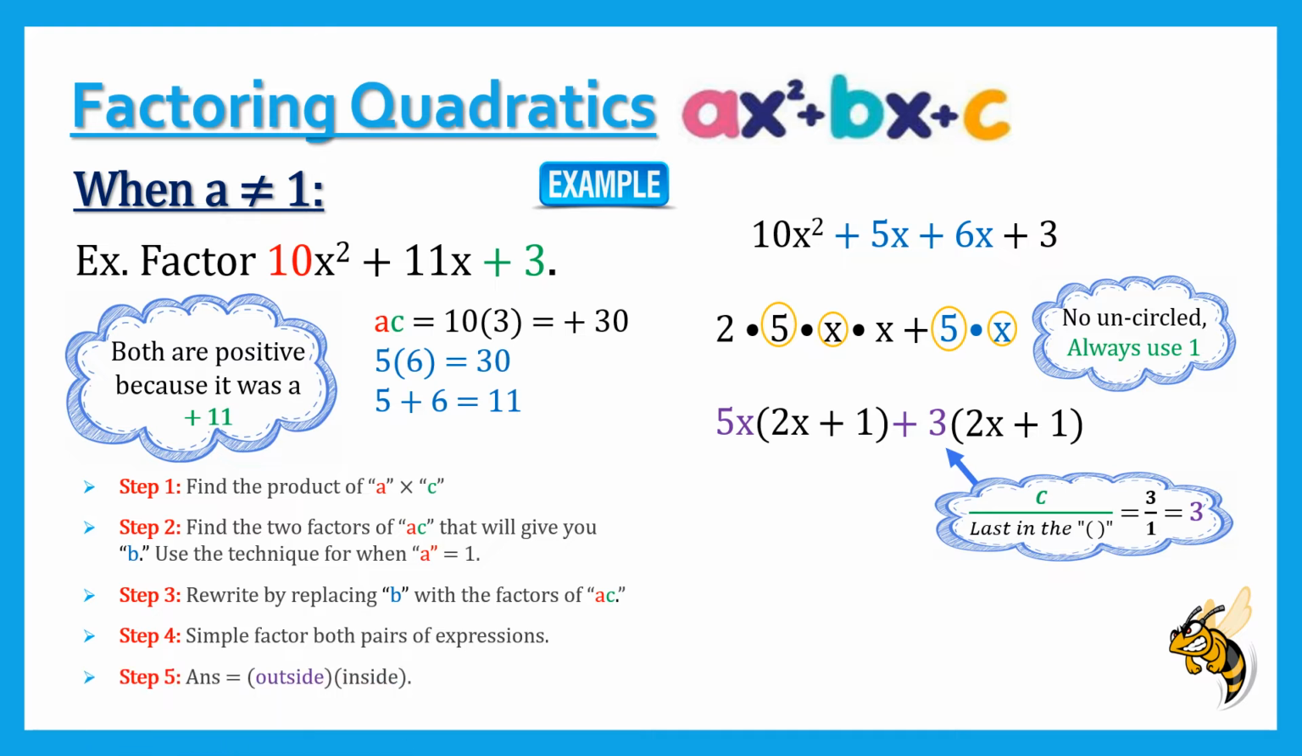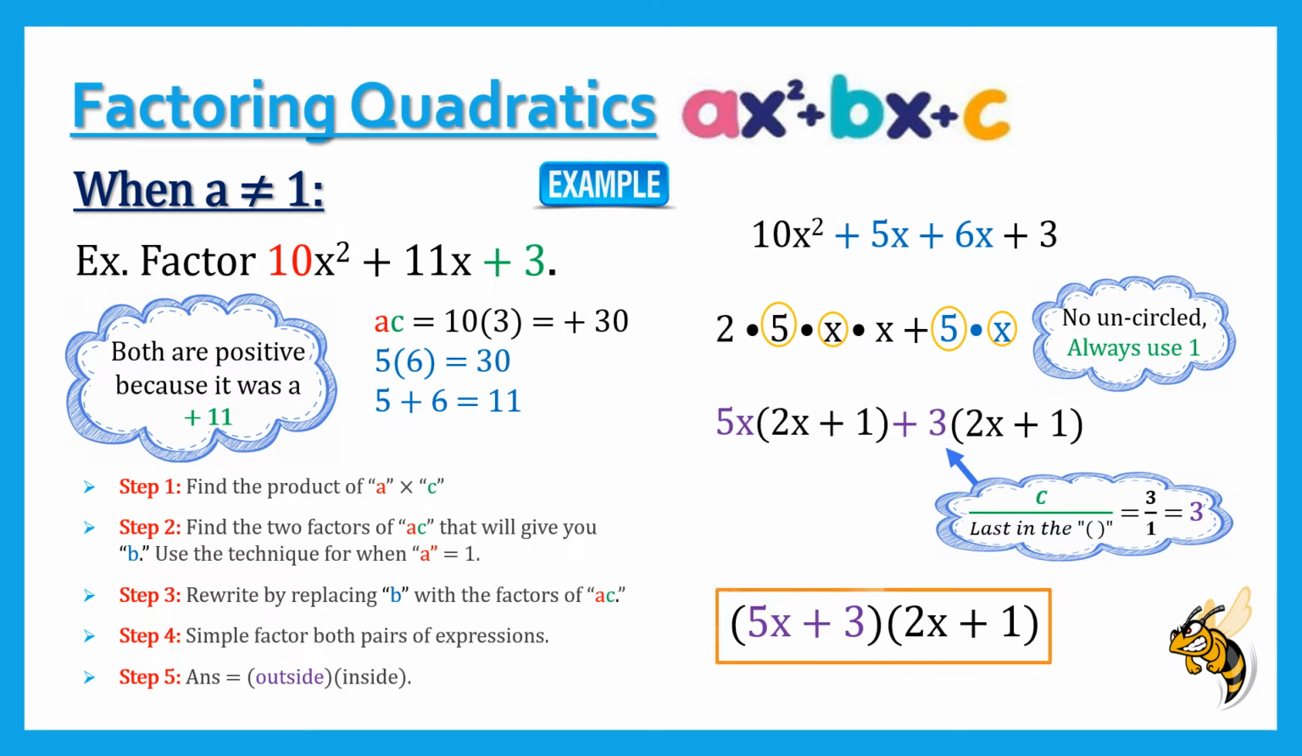Now we're down to our answer. And our answer will always be the outside times the inside, going from left to right. On the outside is a 5x followed by a plus 3. And inside the parentheses was 2x plus 1. And that would be your final answer. It is also important to note that 2x plus 1 times 5x plus 3 is also correct.